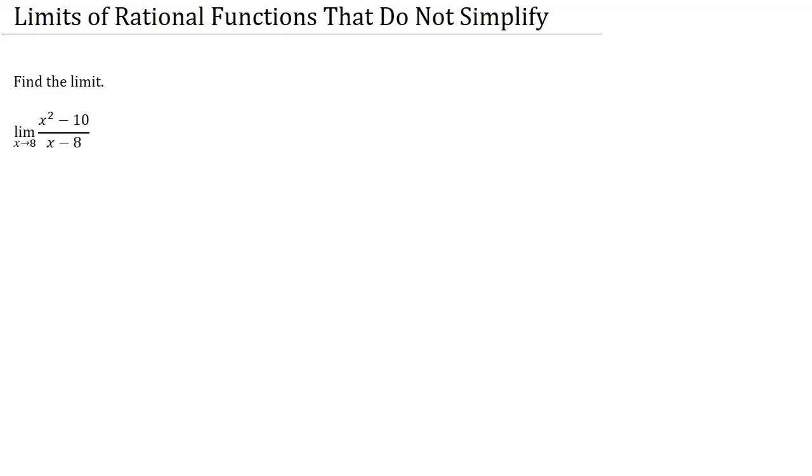I want to show a couple rational function limits that students often make mistakes on because the denominator goes to zero, therefore the assumption is that the limit does not exist. So we have to be really careful with that.